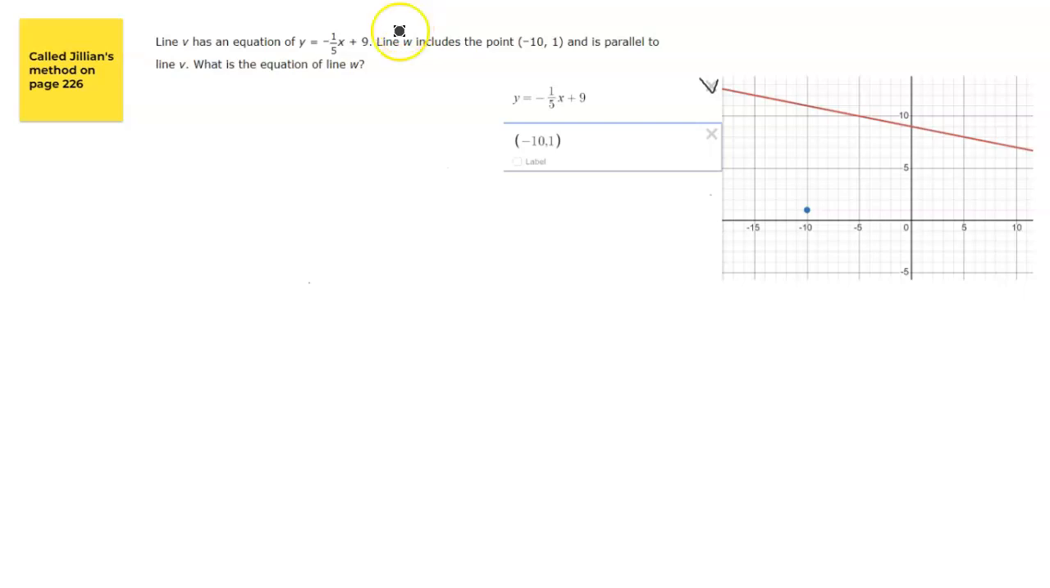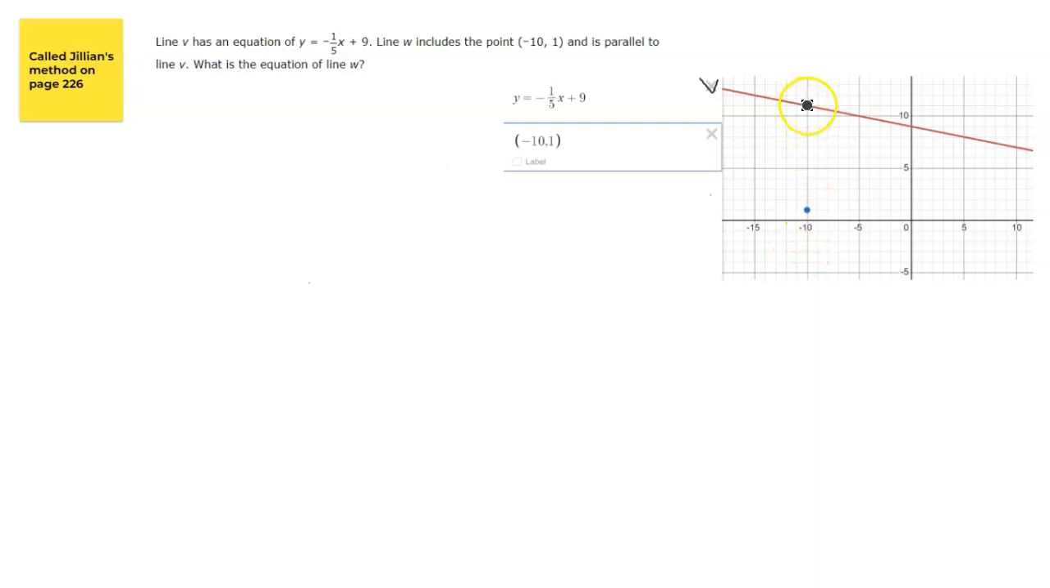And line W goes through the point -10, 1, right here, and it's parallel to line V. So line W is going to be somewhere like this, roughly. It's going to run parallel to line V, and it's going to go through this point. So notice something important. In Jillian's method, this is important.